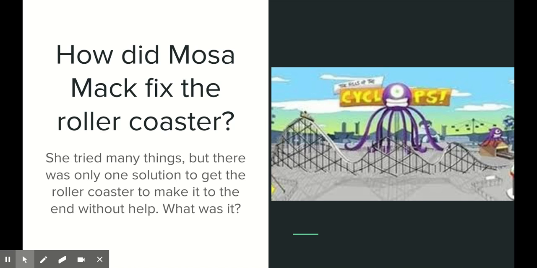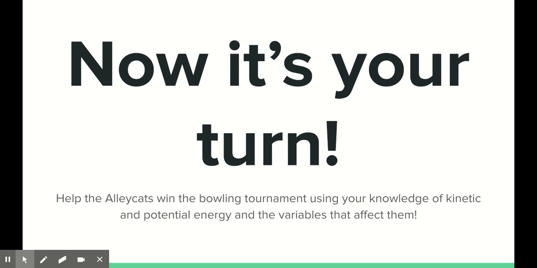All right, so we found in our lessons that potential energy depends on both mass and height. And we know that kinetic energy depends on mass and velocity. And Mosa Mack did try a lot of things. She did try to increase the mass in the roller coaster car, but it wasn't quite enough to speed the roller coaster up enough to make it to the end. So it was a combination of things: increasing the height of the first hill, which increased the potential energy, and then increasing the mass, which actually affects both potential and kinetic energy.